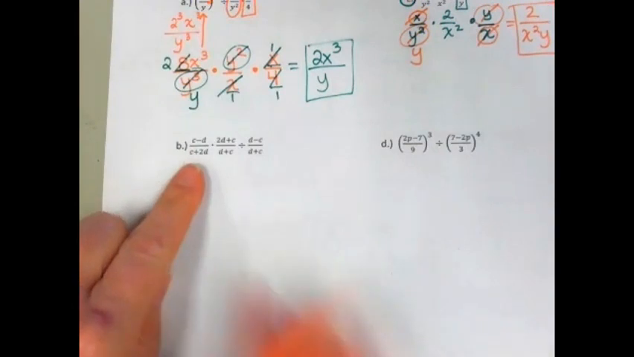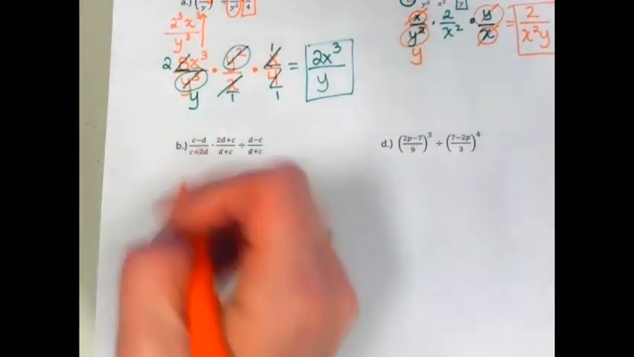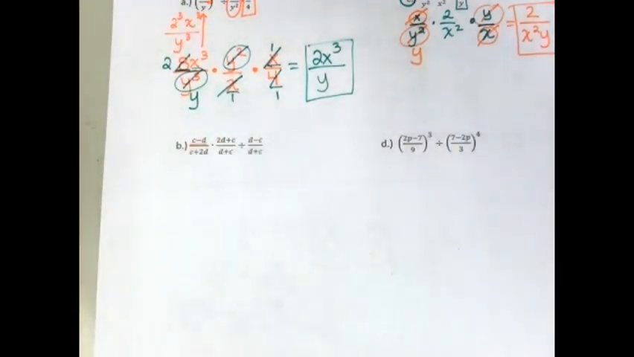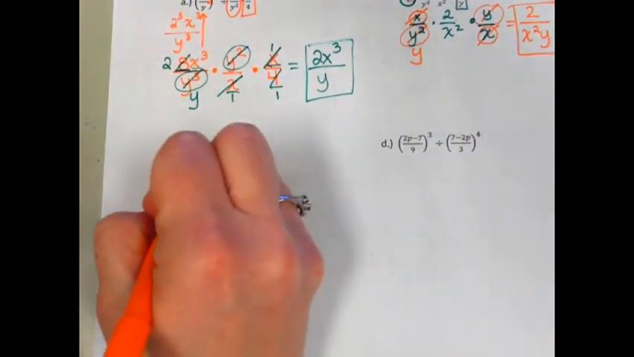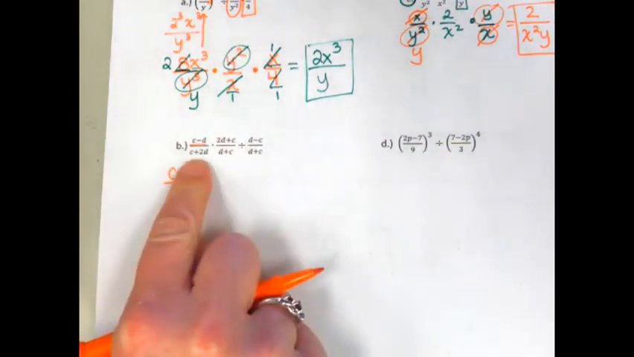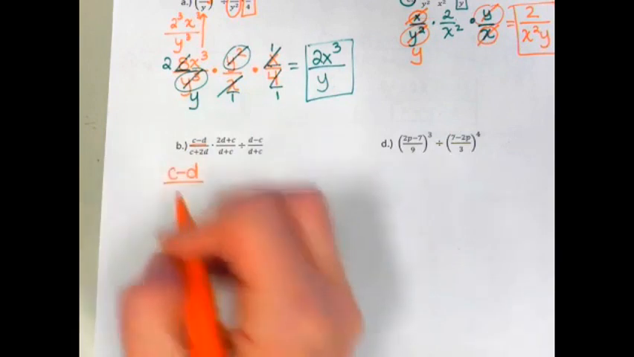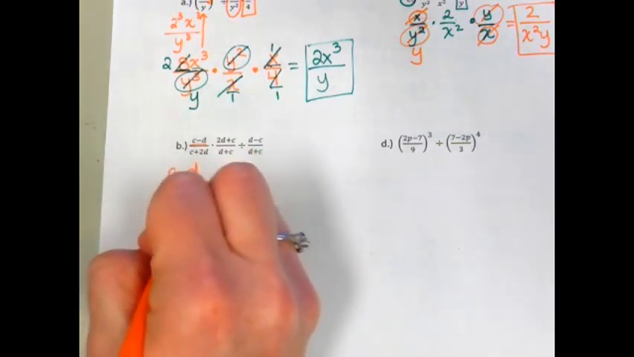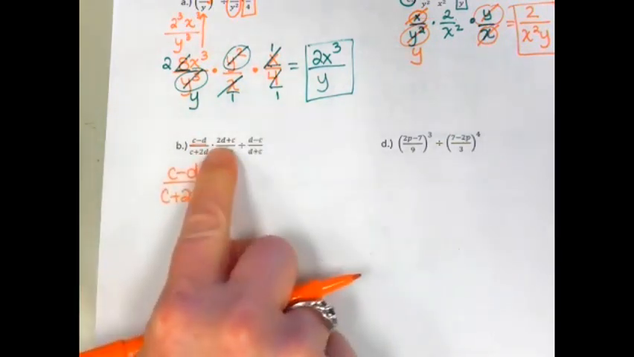All right. So let's go ahead. Multiplication first. So c minus d. Can I factor c minus d? No. So I'll leave it as c minus d over c plus 2d. Can I factor c plus 2d? Nope. So I'm going to leave it as c plus 2d times 2d plus c.